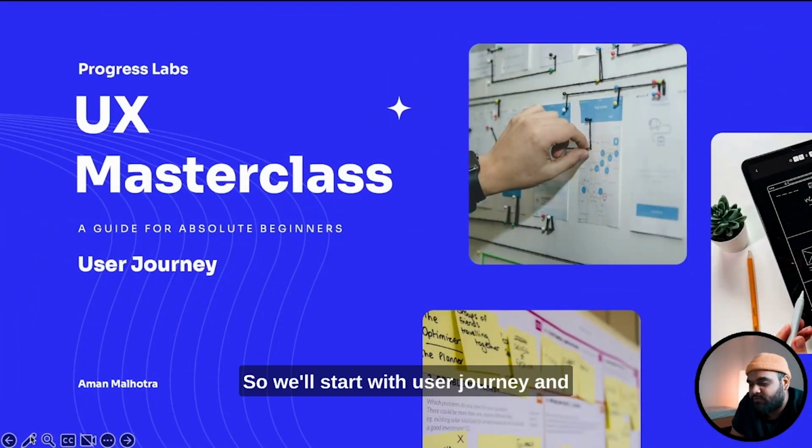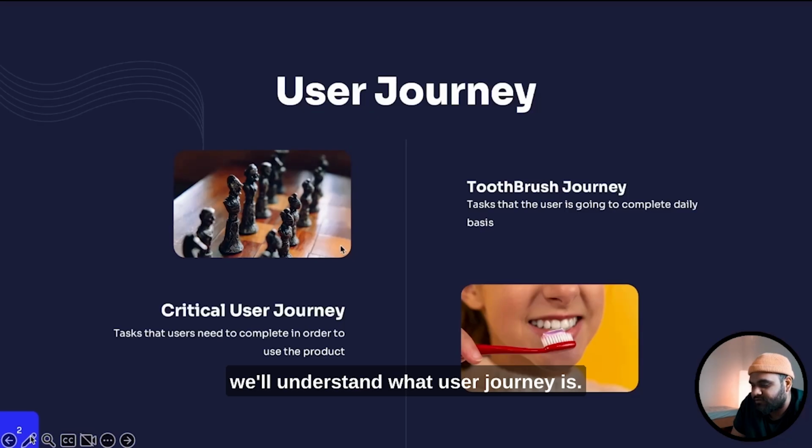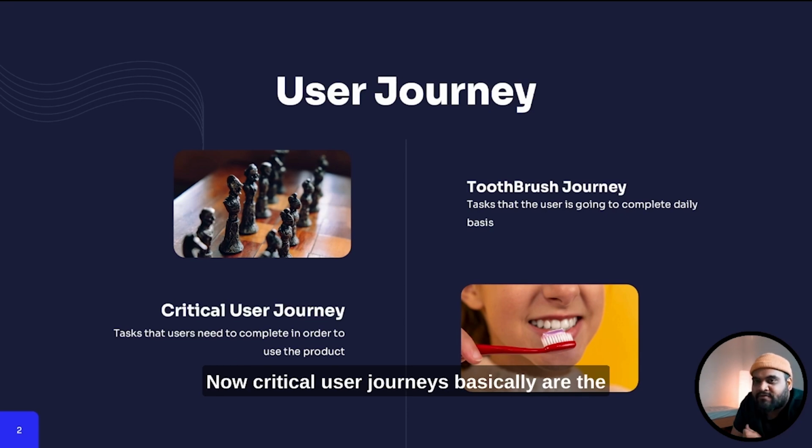So we'll start with user journey and understand what user journey is. There are two primary journeys for a user. One is a critical user journey. Critical user journeys are the things which the user needs to do before they can use the product. That's what a critical user journey is.